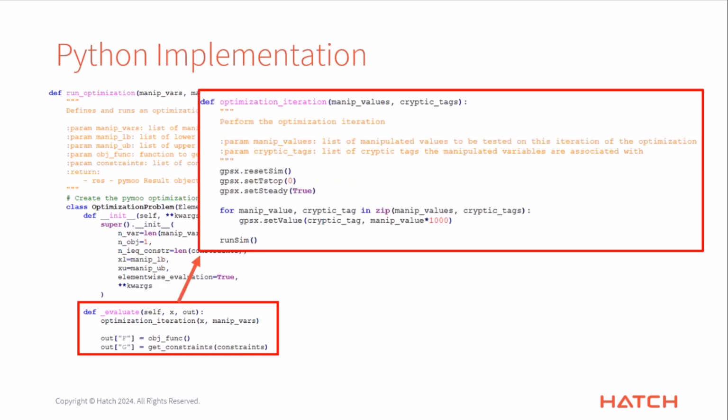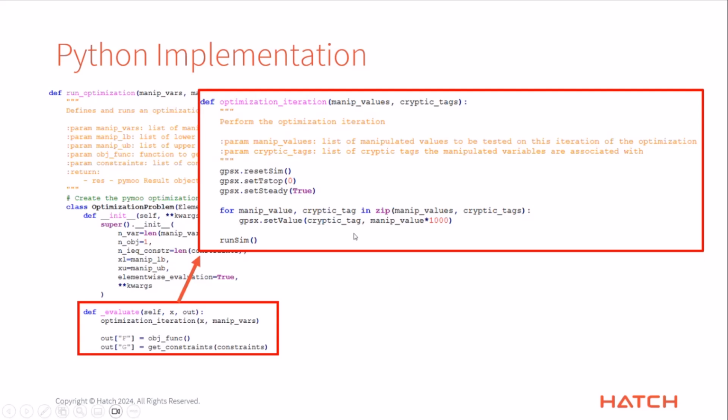So if we take a look at that optimization iteration function quickly, you can see this is where we're actually calling the GPSX simulation. So we call GPSX reset sim so that each one of these individuals are essentially independent. So we reset the simulation, we set our stop time to 0, and we set steady state to true. So we're going to run a 0-day steady state simulation. So each one of those individuals is going to have to find steady state before we get results from it.